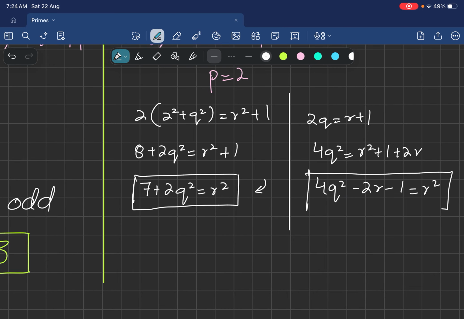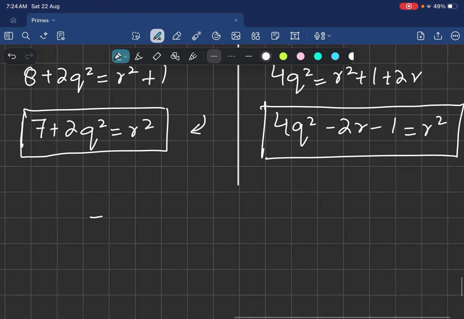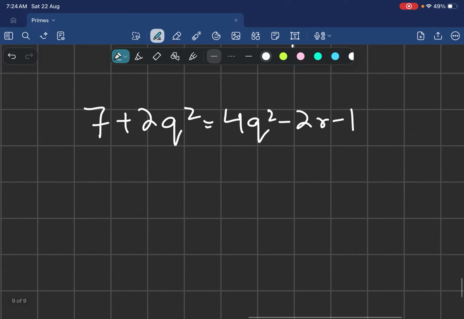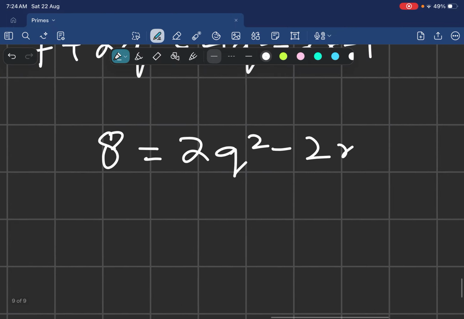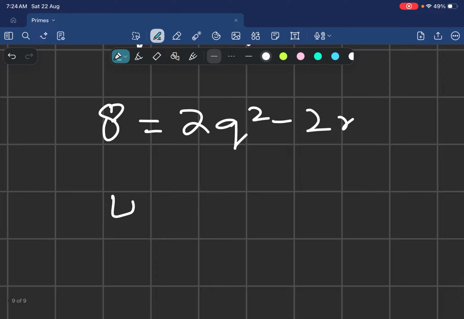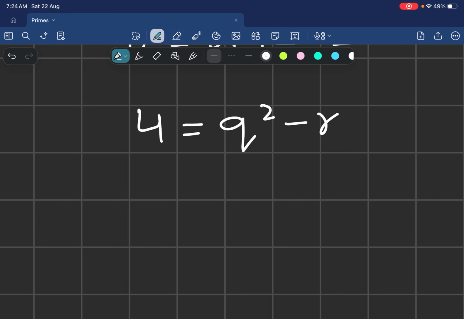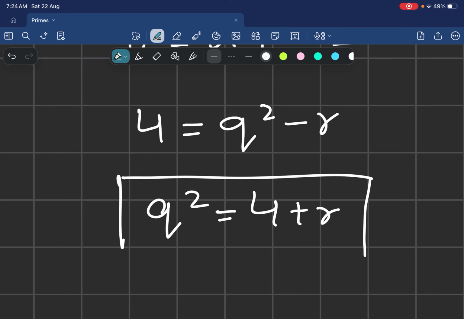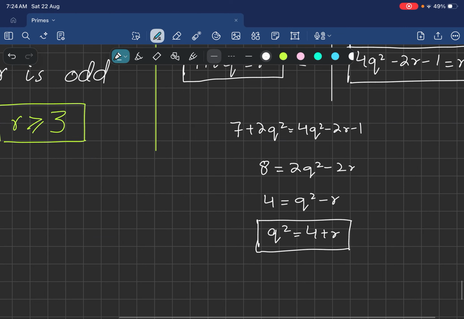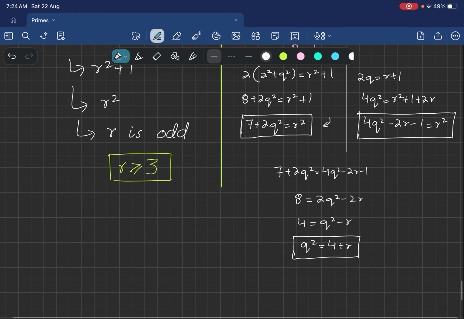Since I have got the value of r square on both sides, we can equate both equations and I'll get 7 plus 2q square is equal to 4q square minus 2r minus 1. Okay, so separate the constant and I'll get 2q square minus 2r, right? Now I can divide the whole equation by 2 to simplify for myself. Now I can get the value of q square over here, and therefore the value of q square is 4 plus r. Okay, so my goal is ultimately to make a single variable equation.